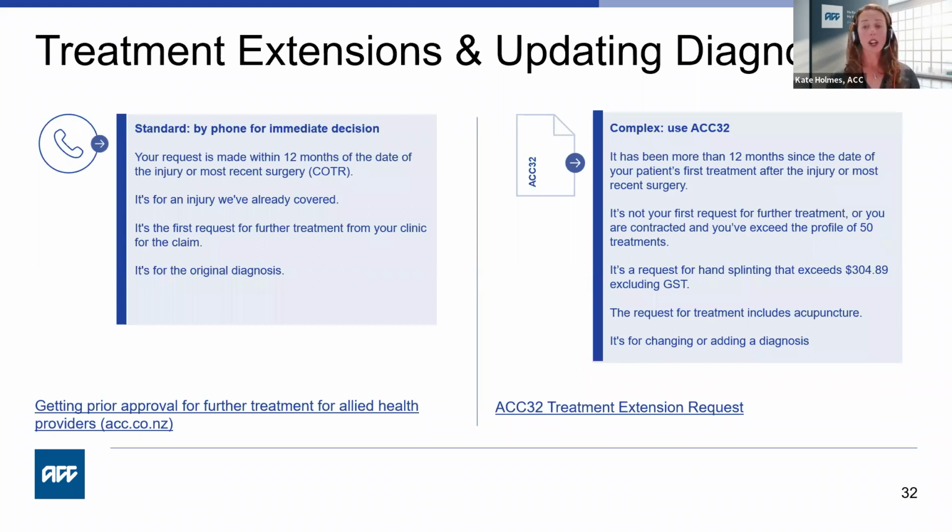A request is considered complex when it's over 12 months since the first treatment, or if there's been a surgery, it's more than 12 months since the surgery date. It's not your first request, or if you're contracted and you've reached the 50 treatments. It's for hand splinting over 308.89. The request includes acupuncture, or if it's for changing or adding a diagnosis. So for complex, you'll need to supply clinical information. We will consider each request on a case-by-case basis, and we'll tell you if we've approved or declined your request.